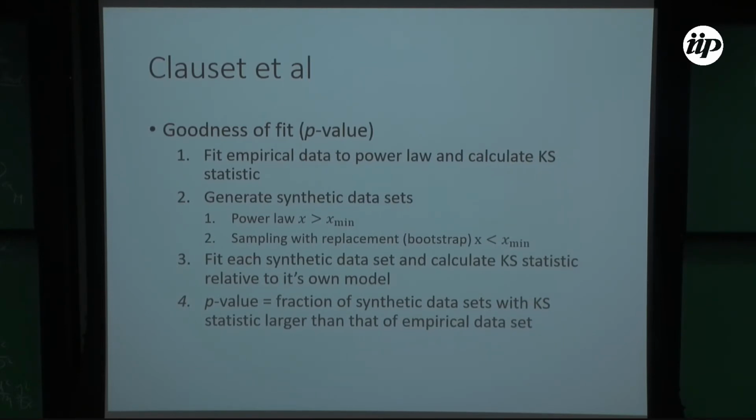The difficult part, or I won't say difficult, but the numerically intensive part, is this. You need a p-value, a goodness of fit, to check if your fit is at least reasonable. So to do this, they recommend fitting the original data and getting your x-min and alpha. Then you generate synthetic data sets, and here's where the complication arises. You have a power law region, and you have a region which doesn't obey the power law. So you need to generate appropriate random numbers in the power law region, and you sample with replacement from the original data in the region which is not covered by the power law. You generate lots, you fit them in the same way as here, and you compare the KS statistic with the distribution of KS statistics you get here, and you get a p-value.